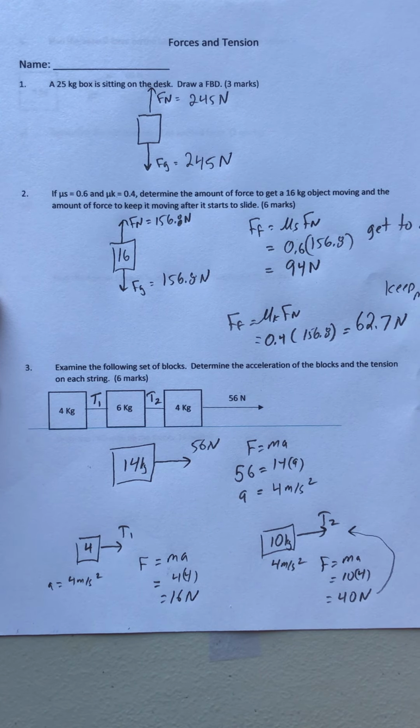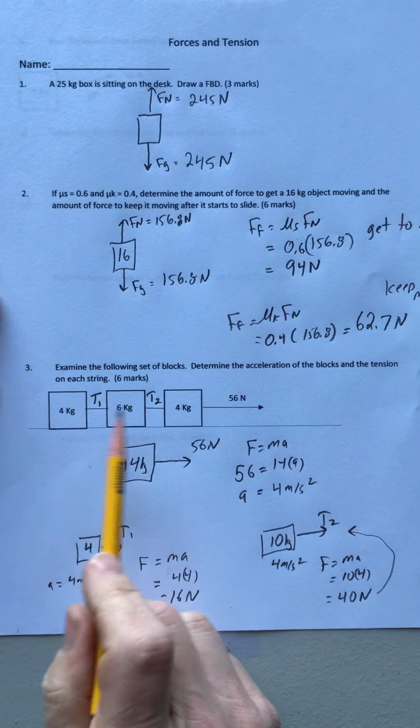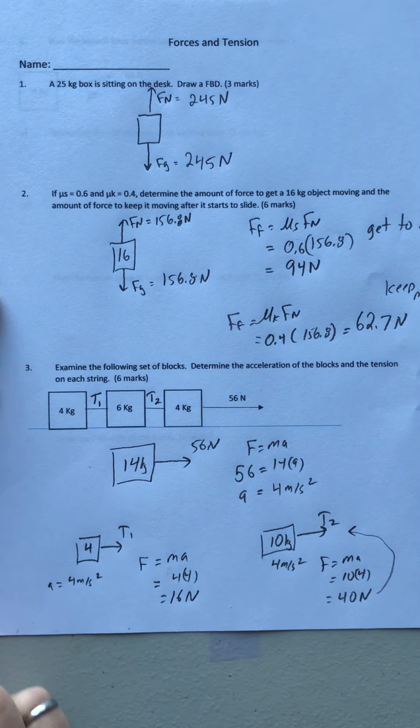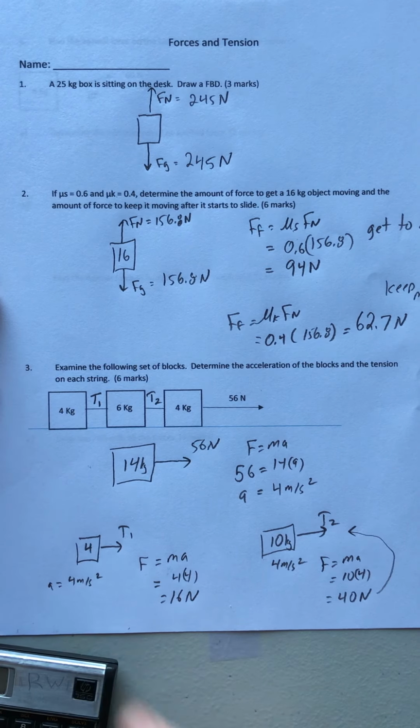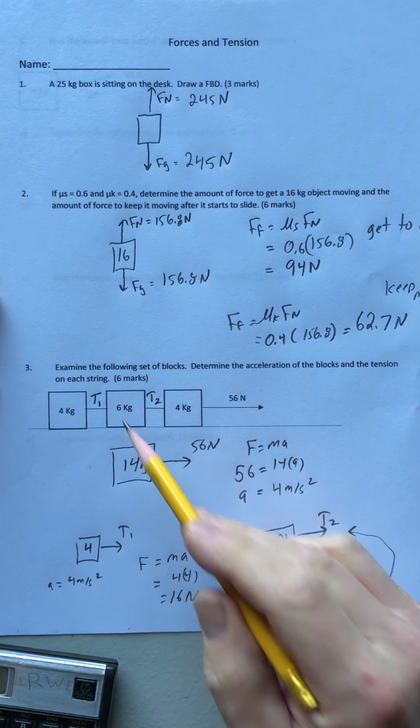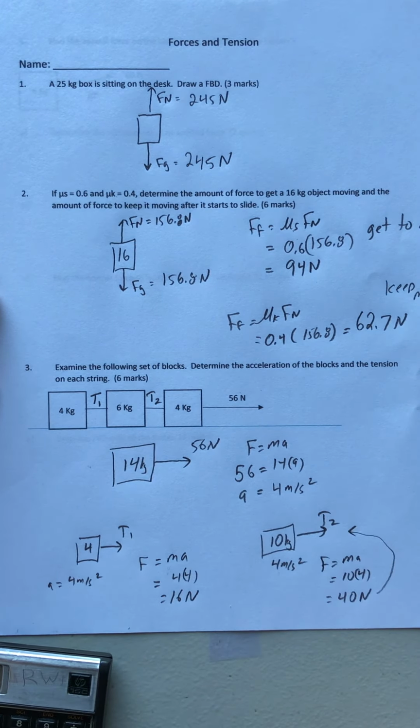Okay, you could double check things. If I had 40 here and 16 there, 40 minus 16 is 24. 24 net force on 6 kilograms gives me an acceleration of 4 meters per second squared. So you can do the tug of war in the middle there, but it's much easier to clump it together as a block. Okay, so those are the first page.